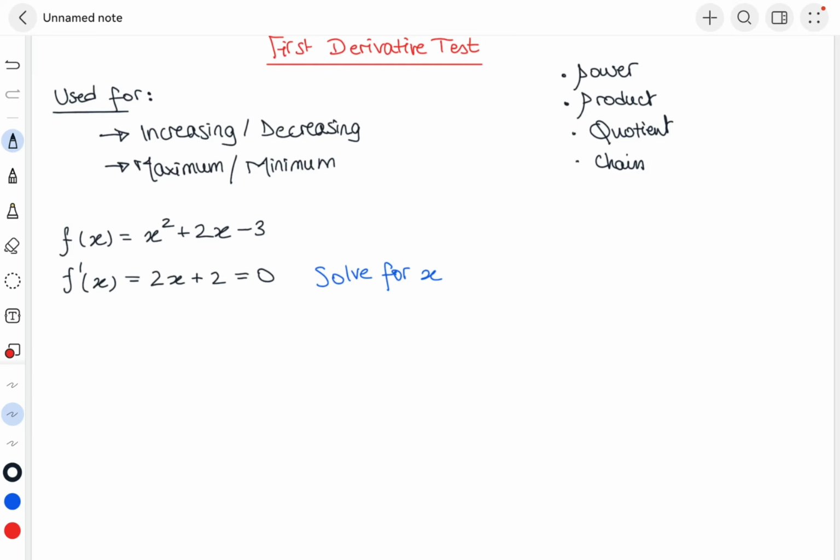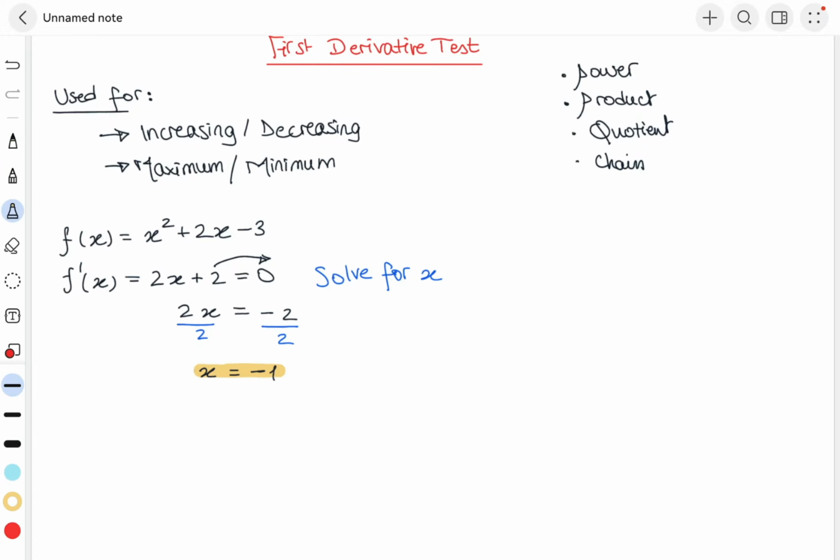Now for the first derivative test, we always equate the derivative to 0, and we solve for x. To solve for x, we take the 2 to the opposite side, where it becomes a negative 2. And now we'll have 2x equal to negative 2, and to find x by itself, we divide by 2. 2 over 2 is 1x, and negative 2 over 2 is negative 1.